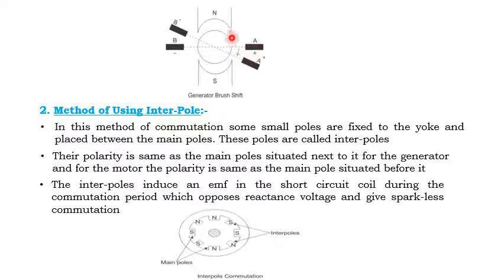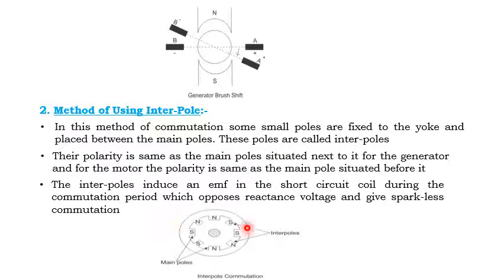So this is the brush shift method. And one more method is the method of using interpoles. Now in this method of commutation, some small poles are fixed to the yoke and placed between the main poles. These poles are called interpoles.